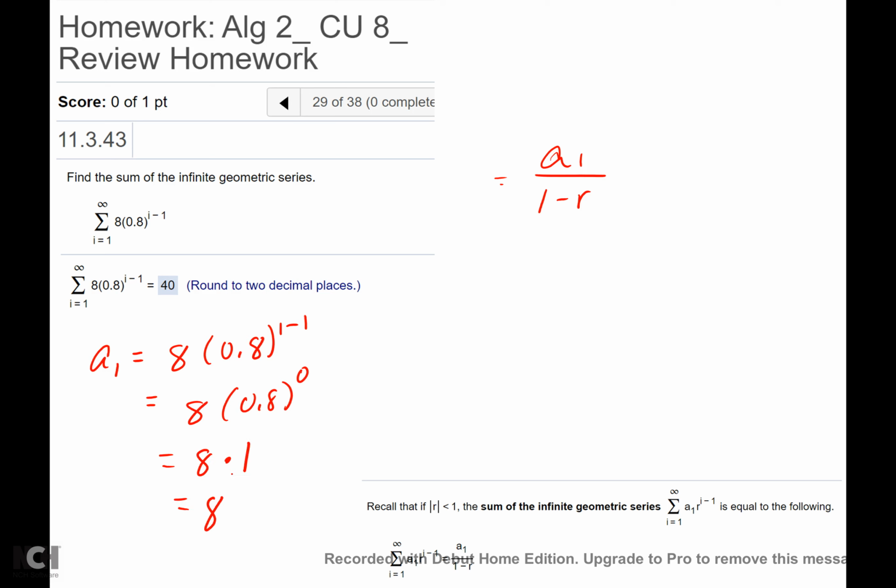That would be 8. So my first term is 8 over 1 minus my common ratio, which is the base of the power, so 1 minus 0.8. And if I type that in carefully, 8 divided by parentheses 1 minus 0.8 parentheses, I get 40. Okay?